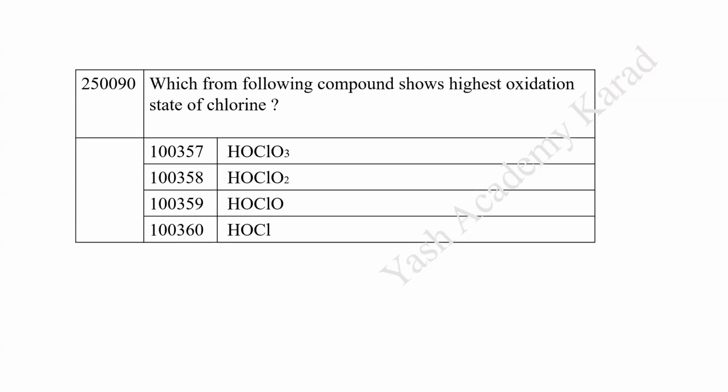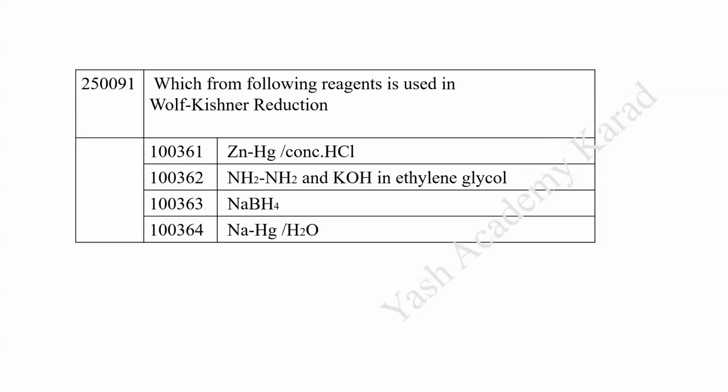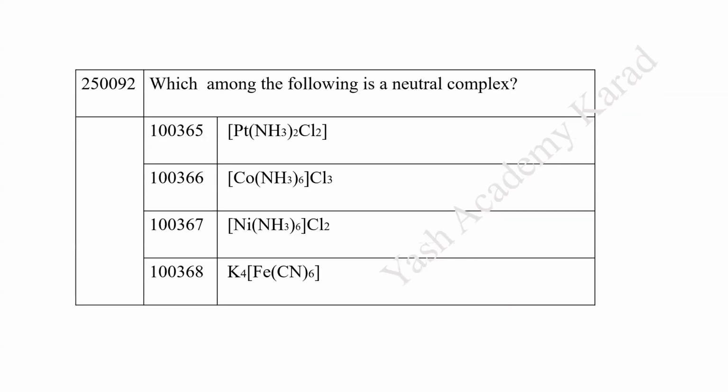Which from following compound shows highest oxidation state of chlorine? HClO4. Which from following reagent is used in Wolff-Kishner reduction? NH2NH2 hydrazine and KOH in ethylene glycol. Which among the following is a neutral complex?